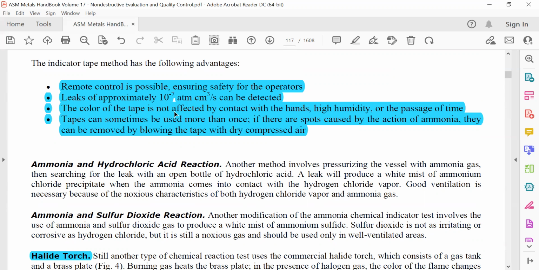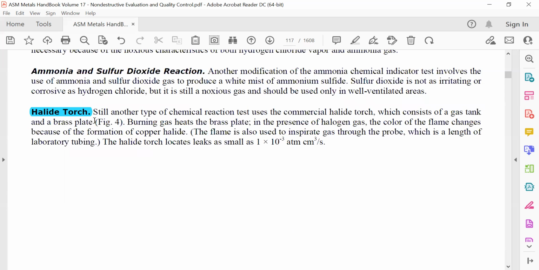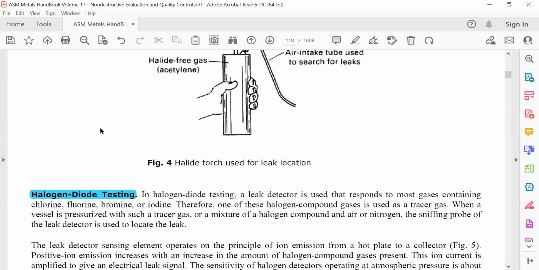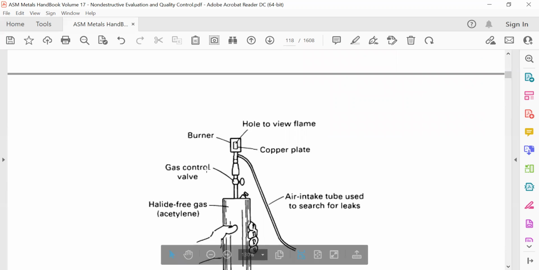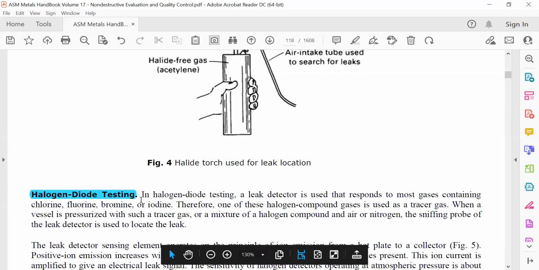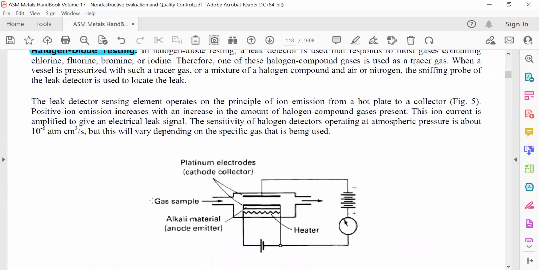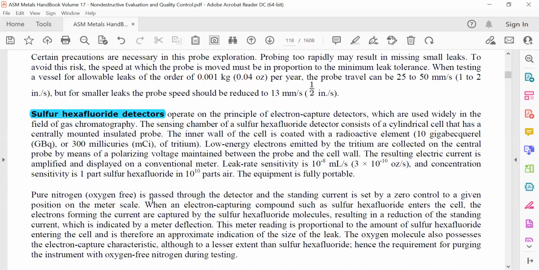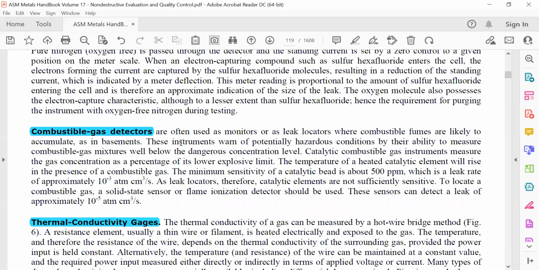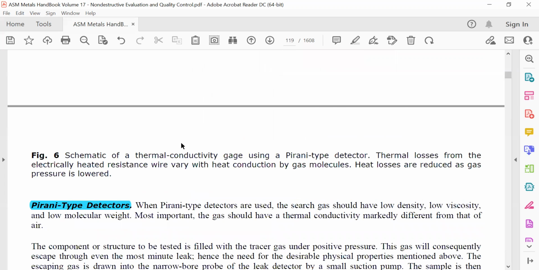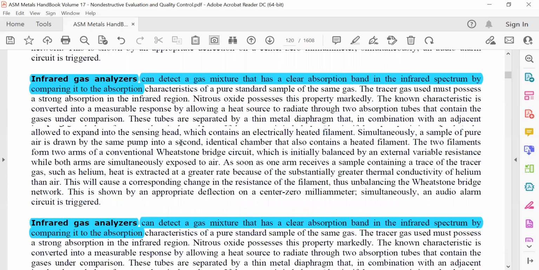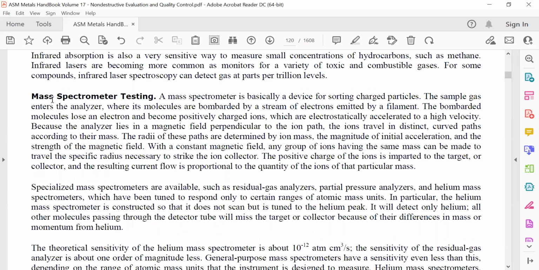The color of a halide torch, halide free gas, acetylene burner, halogen diode testing, sulfur hexafluoride detector, and mass spectrometer testing.